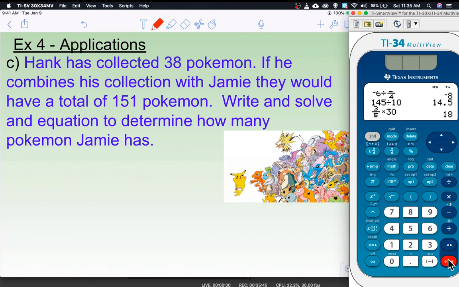It says here, Hank has collected 38 Pokemon. If he combines his collection with Jamie, they would have a total of 151. Write and solve an equation to determine how many Pokemon Jamie has. So I want you to try this one. Pause the video, try it on your own. When you're ready to continue, hit play, and we'll go through it together.